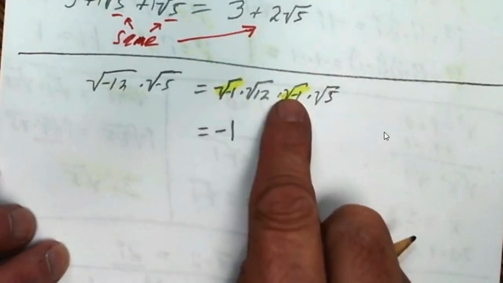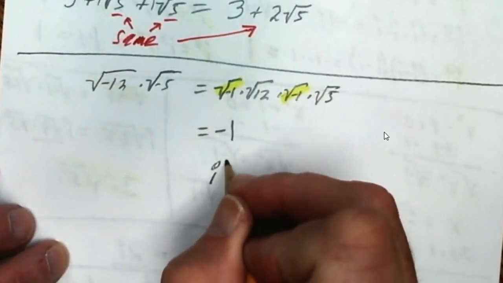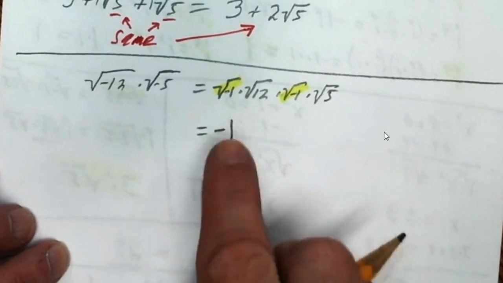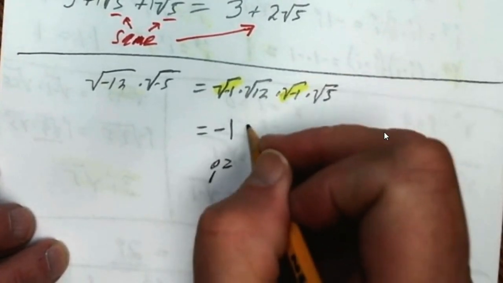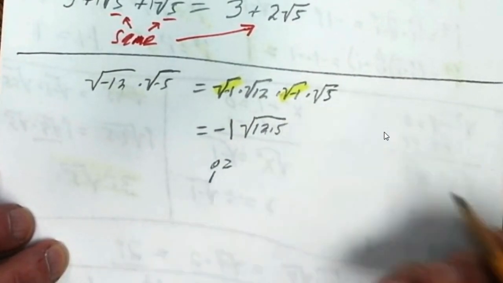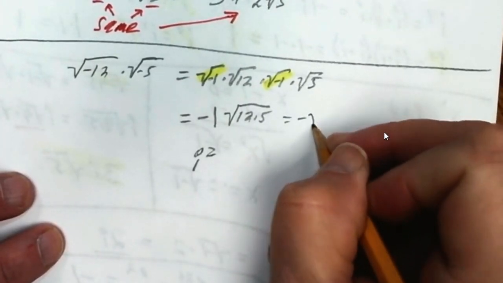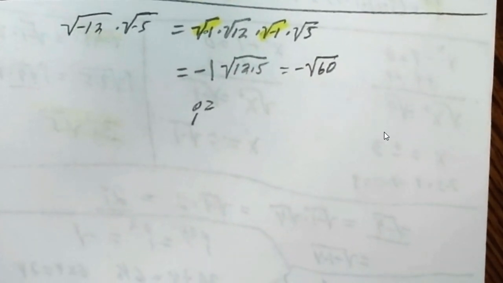Because this is i and this is i, really that is i squared, because we got i times i. That's i squared, and i squared is negative 1. And with these, when we're multiplying, we can combine those to be 12 times 5, negative square root of 60. 12 times 5 is 60, and then we try to simplify from there.